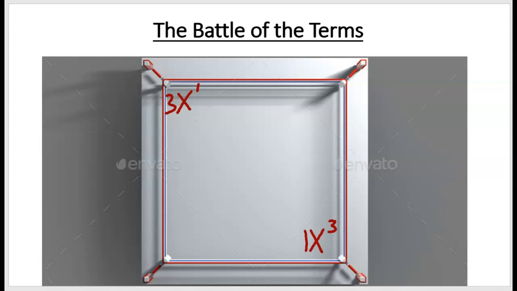So the opponent in the top left corner has a 3 coefficient and a power of 1. But the opponent in the right-hand corner has a coefficient of 1 and a power of 3. So let's see who's going to win this fight.